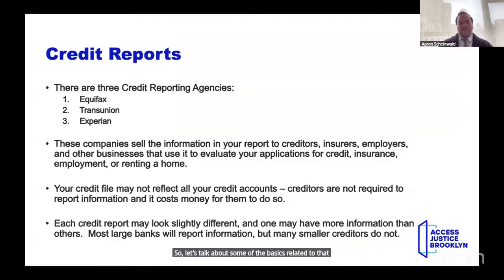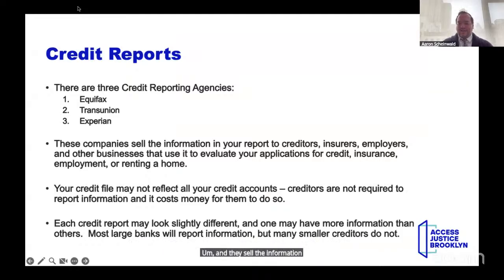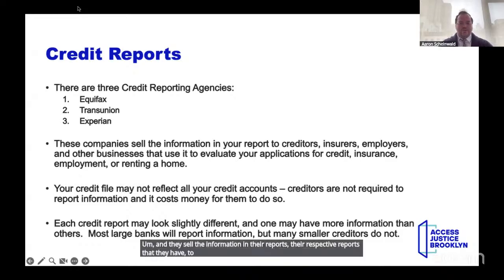There are three credit reporting agencies, or CRAs is your acronym if you're looking at this under federal law. Those are Equifax, TransUnion, and Experian, of course. Those companies have their own proprietary methods or products of generating credit scores, and they sell the information in their respective reports to creditors, insurers, employers, and other businesses that want to use that information to evaluate your applications for various kinds of services.